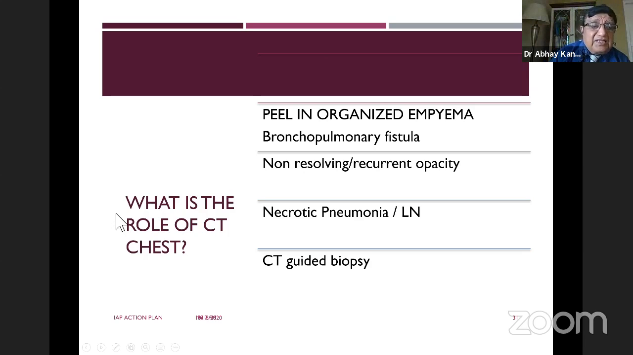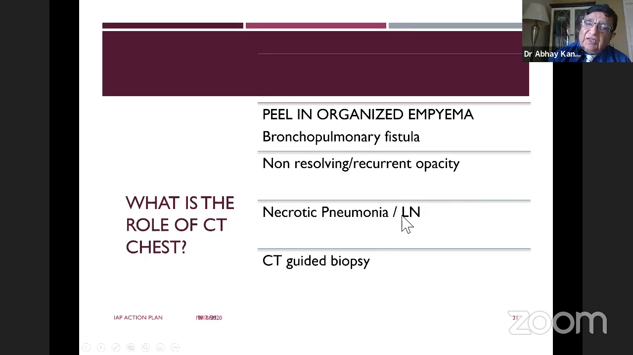And therefore, it is required only in selected cases, especially when you are suspecting a peel in an organized empyema, or when there is suspicion that you are dealing with a case of bronchopulmonary fistula, then CT has a definite role. Sometimes it is done routinely as an investigation of a non-resolving pneumonia or a recurrent pneumonia. Sometimes you may do a CT to find out the diagnosis. In a workup for the necrotic pneumonia or a necrotic lymph node in the mediastinum, CT is required.